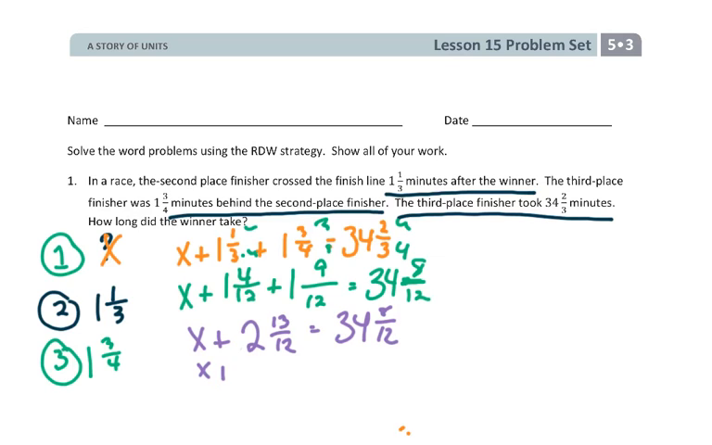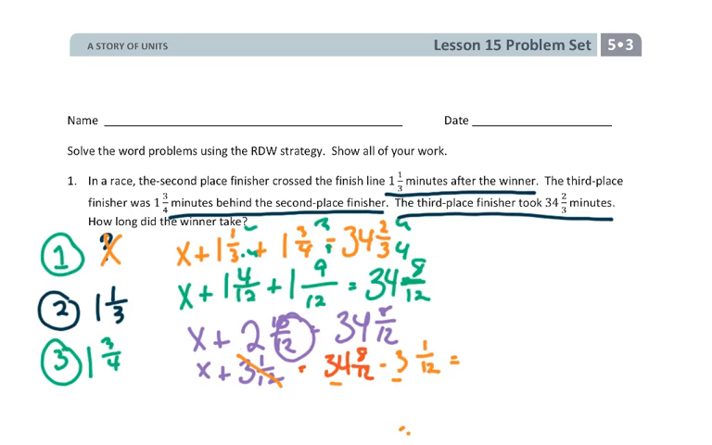Simplifying this would be X plus 3 and 1/12 because that 13/12 is not what we need it to be. And then that equals 34 8/12. So we have a number. We're trying to figure out what we're adding to it to get to 34 8/12. So if we think backwards, we have to subtract it from this side. And what is 34 8/12 minus 3 and 1/12?